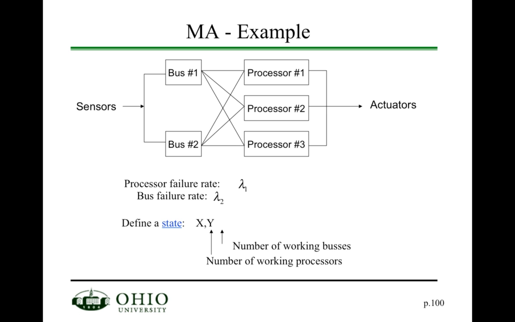Furthermore, we're going to define the state by the number of working processors x and the number of working buses y. So for example, 3,2 means that all 5 components work. 0,0 means that all of them are broken. Okay, so let's start putting this together.